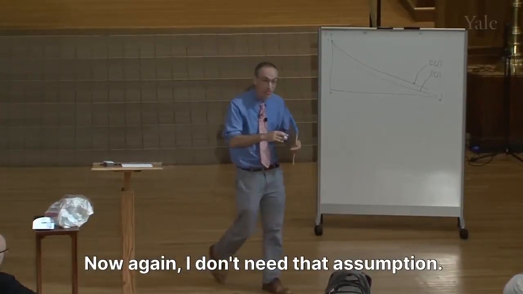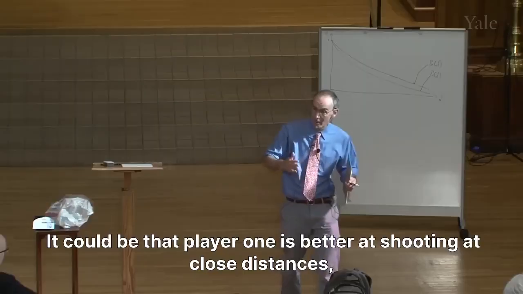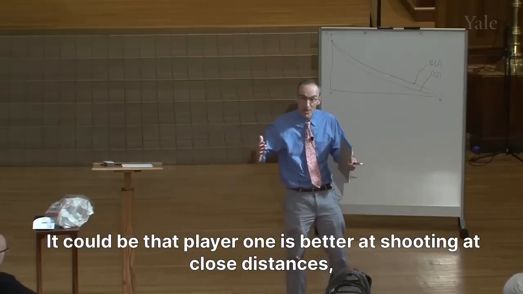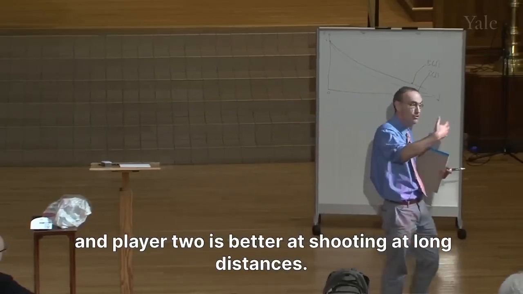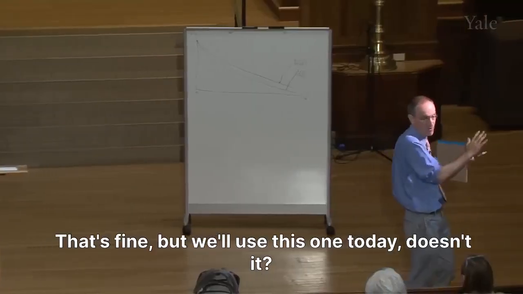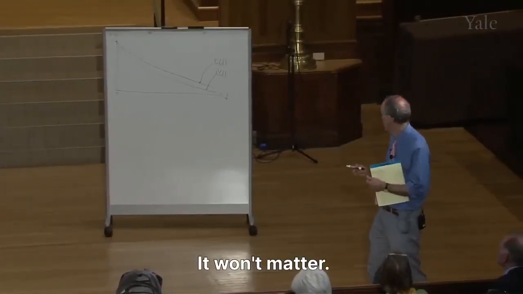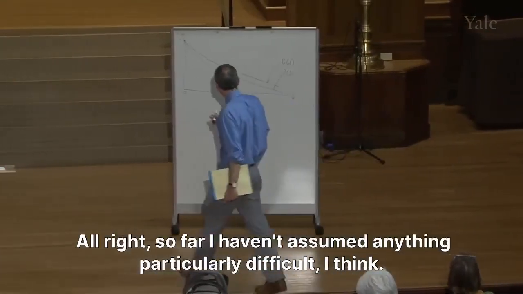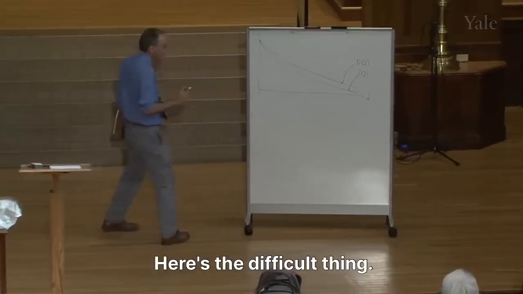Now again, I don't need that assumption. I just need them to be downward sloping. It could be that player 1 is better at shooting at close distances and player 2 is better at shooting at long distances. That's fine. But we'll use this one today. It won't matter. All right? So far I haven't assumed anything particularly difficult, I think.